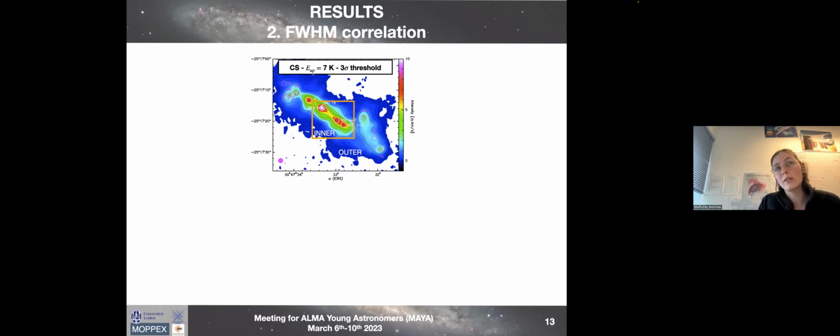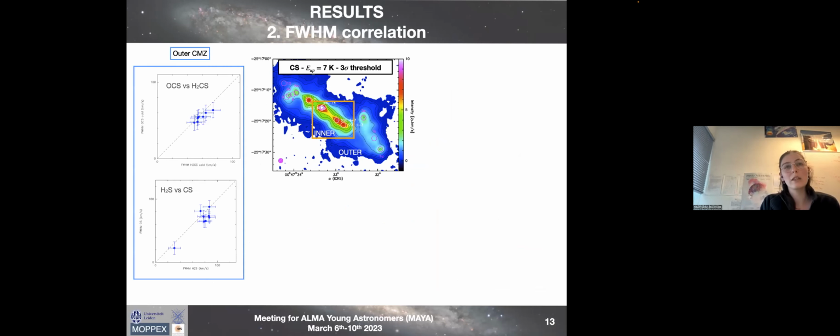We also tried to look at the line width to see if there is some correlation, because usually species arising from the same gas tend to show the same line width. So in the outer CMZ, here I show the line width of OCS as a function of H2CS, and that of CS as a function of H2S. We see that OCS is well correlated with H2CS, and H2S is well correlated with CS. I do not show the other plots, but if we compare H2CS and CS, they are really not correlated. So it's a first hint that maybe OCS and H2CS could arise from the same gas component.